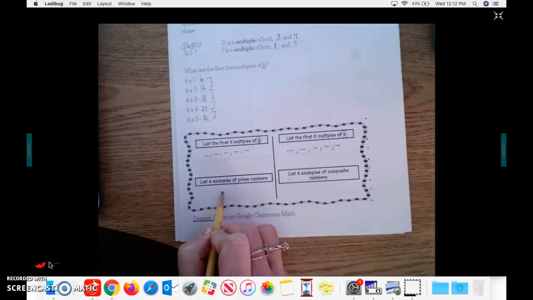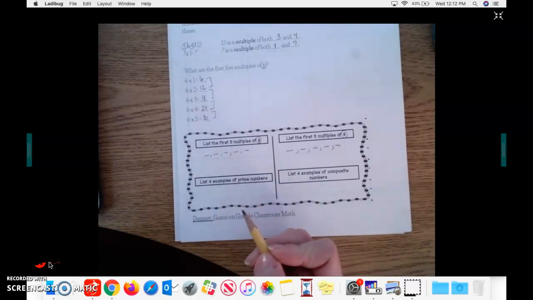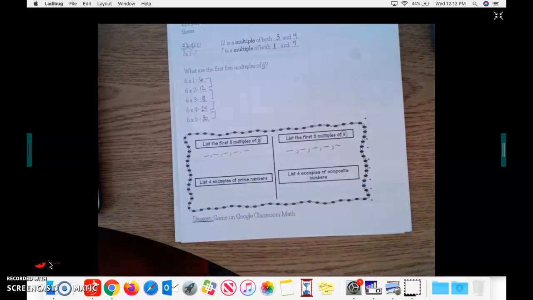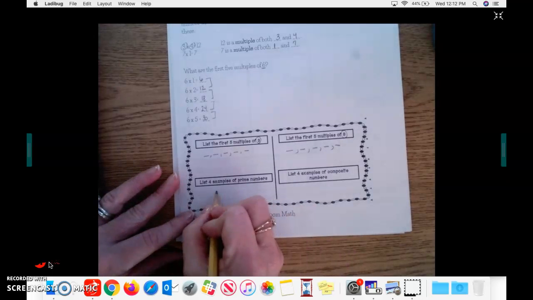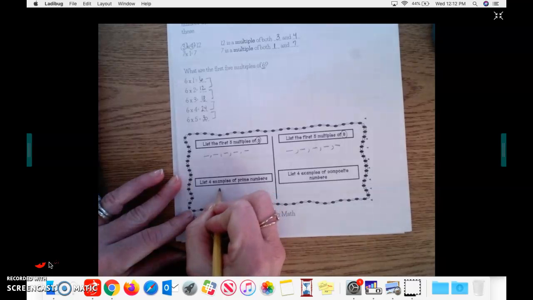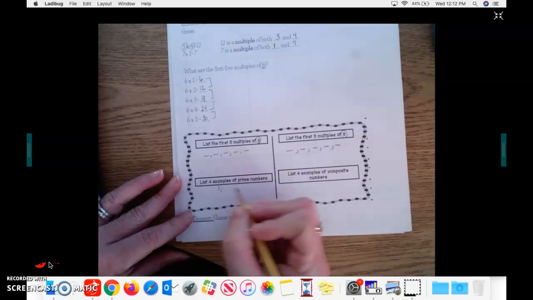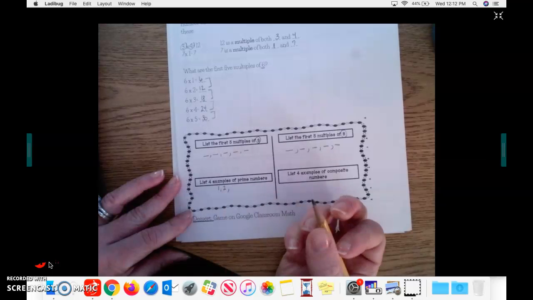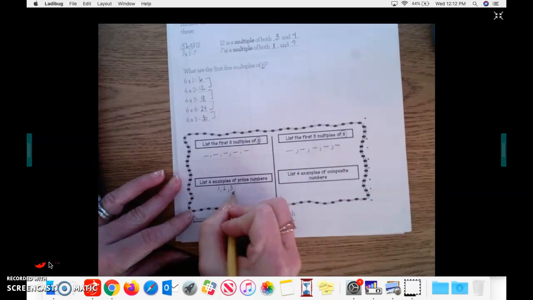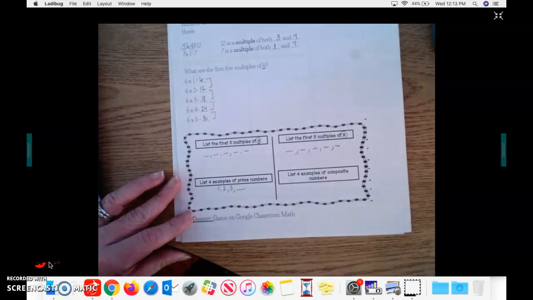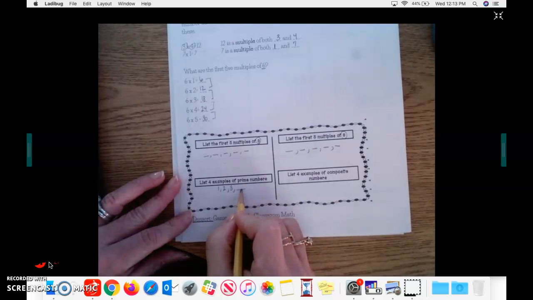And then down below it says list 4 examples of prime numbers. Well, we know a prime number is a number that can only be divided by 1 and itself. So for prime numbers, if I look at my multiplication chart, I would know that 1 is a prime number because its only factor is 1, obviously in itself. I know that 2 is a prime number. 3 is a prime number. And then I want you to think super, super hard and see if you can come up with a fourth example of a prime number.